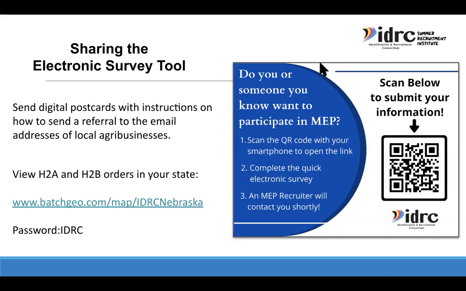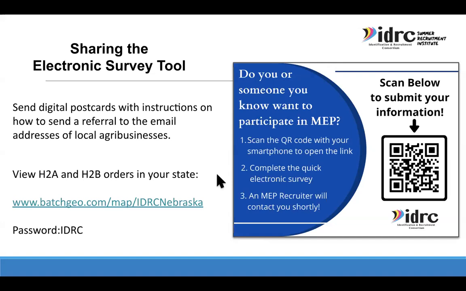One tool that is available now for every single state in the country, IDRC has gone through and created maps of all the H-2A and H-2B visa orders in your state. For those that are unfamiliar with what an H-2A or H-2B visa is, those are contracted workers that are coming in for temporary or seasonal work. H-2A workers are specifically for workers that are moving in to your state for agriculture.